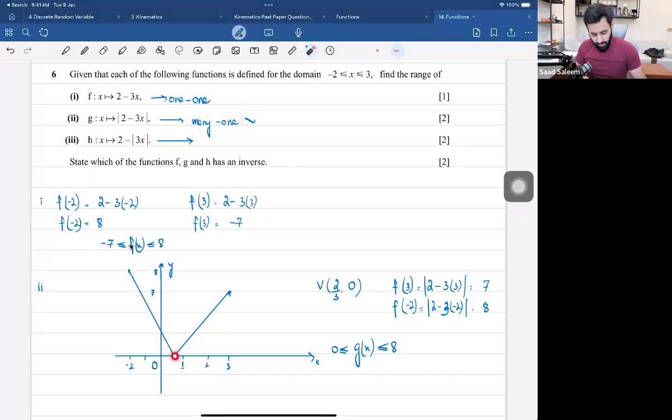We find out the vertex. The slight modification that we do is we don't plug in values greater than the vertex. We simply plug in the extreme values of the domain. So we plug in 3, we get 7.